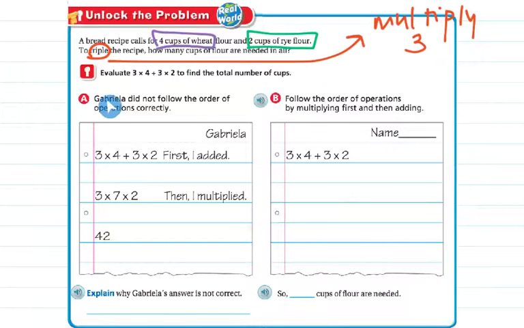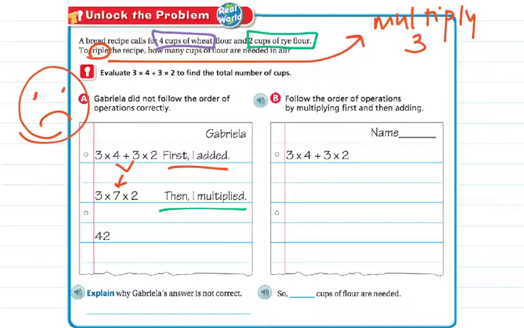Step A. Gabriella did not follow the order of operations. So I'm going to make a sad face by Gabriella because this is not what we want to do. Gabriella does not follow the order of operations, and we see that she adds first. When she adds these numbers up, she gets 7. Secondly, she multiplied. So she did 3 times 7 times 2, and she got 42. Remember, Gabriella got a sad face because she did not follow the order of operations.